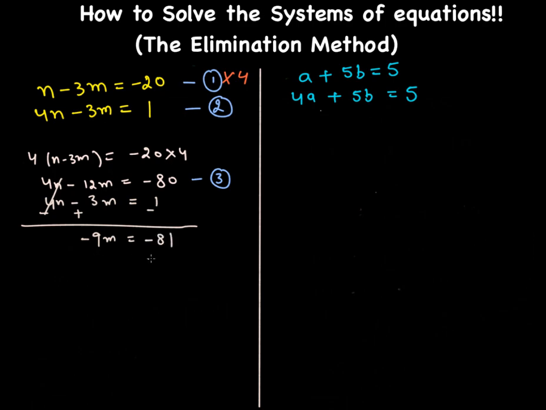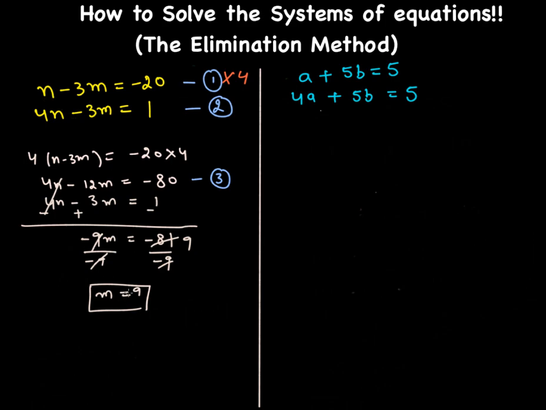Now I'm going to divide both sides by negative 9. This 9 will cancel out with this, giving me only m, and 9 times 9 is 81, so m is basically 9. Now I'm going to plug this m value into either equation 1 or 2, it doesn't matter, to find the value of n.